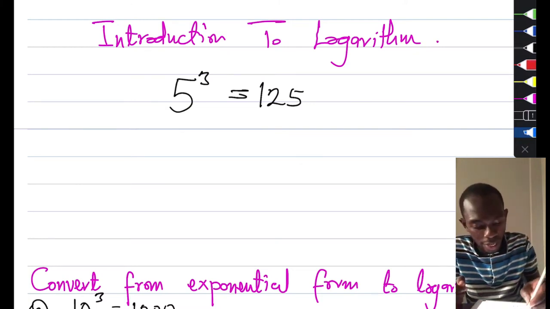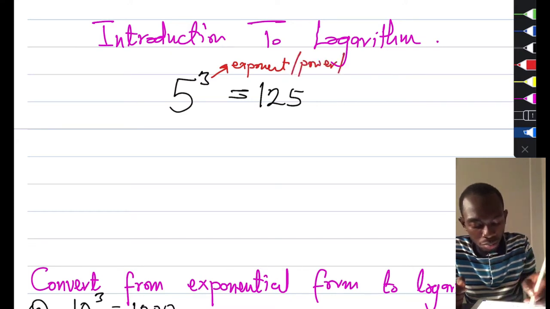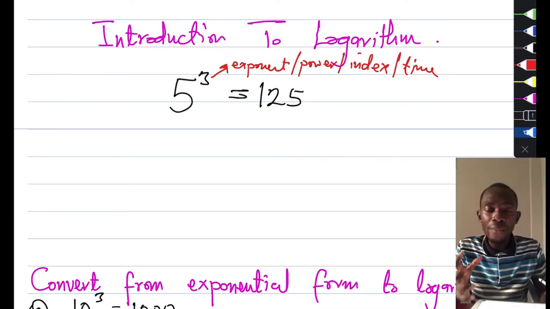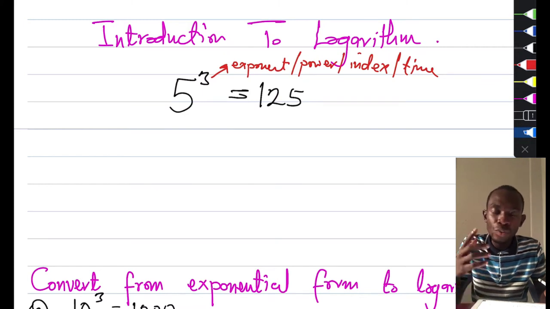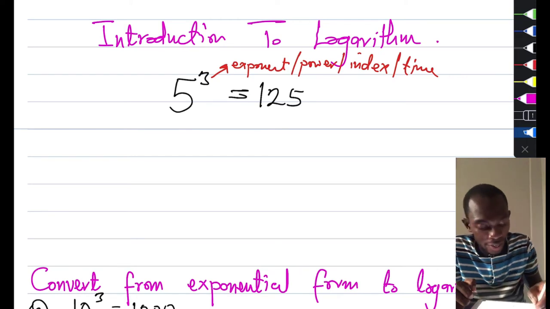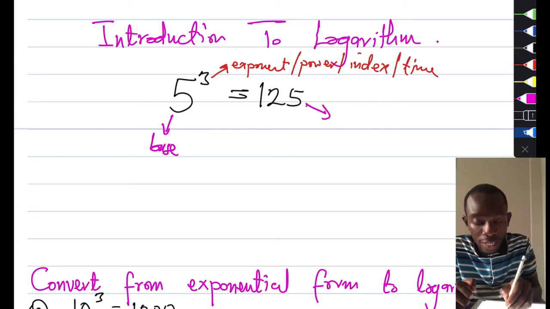Now, this 3 over here is something that we call the exponent, or the power, or maybe the index or time. We can also call it time because it is the number of times that you multiply a number by itself to give a particular result. And then the 5 here is what we call the base. Now the 125, let's call it the result.